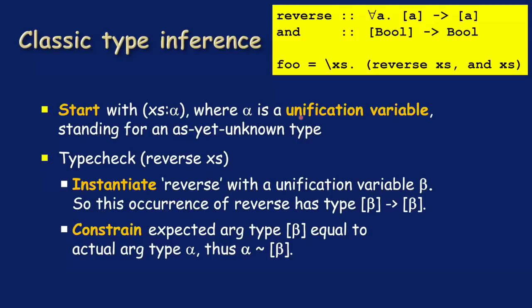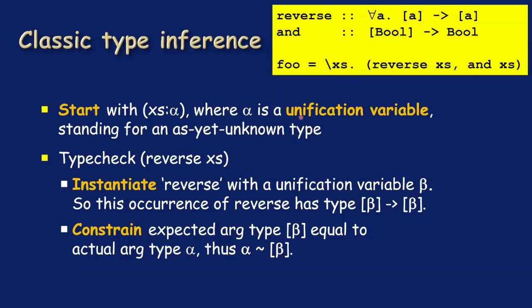Then to type check the call reverse x's, I'm going to instantiate reverse, but with what type? That's what we're trying to figure out. So initially we instantiate it with another unification variable, beta, standing for another as yet unknown type. So this particular occurrence of reverse then has type list of beta to list of beta. That's what happened when I instantiated reverse's type.